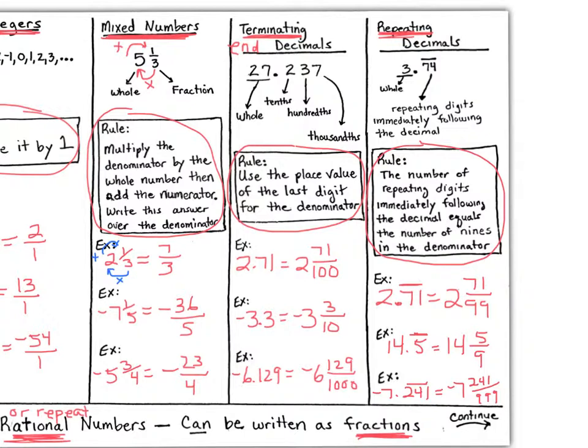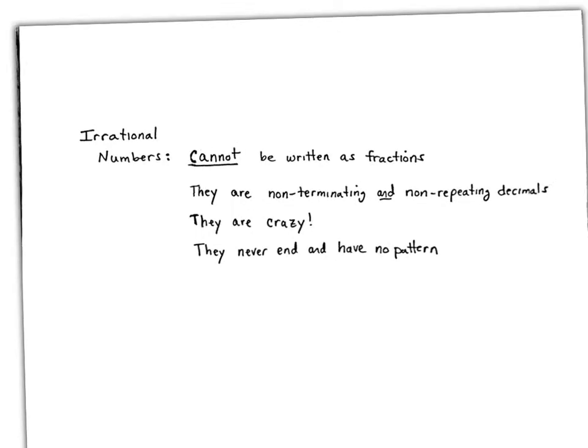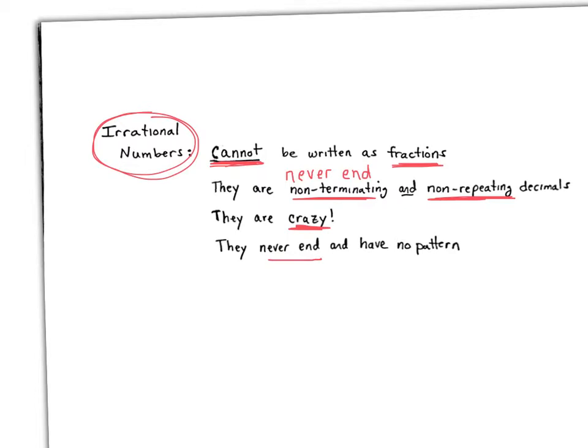Alright, let's flip it over. Okay, and here on the back, just reminding you, irrational numbers cannot be turned into fractions. They are non-terminating, which means they never end, and they never repeat. They're crazy. They're irrational. They never end, and they have no pattern, and you cannot turn them into fractions.